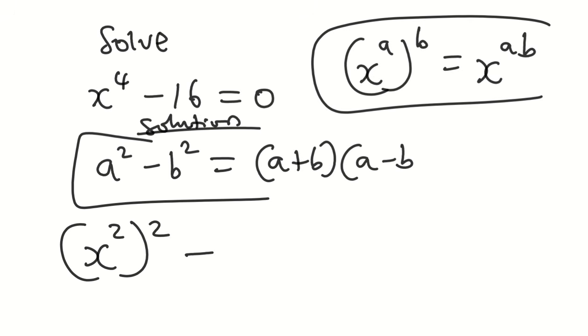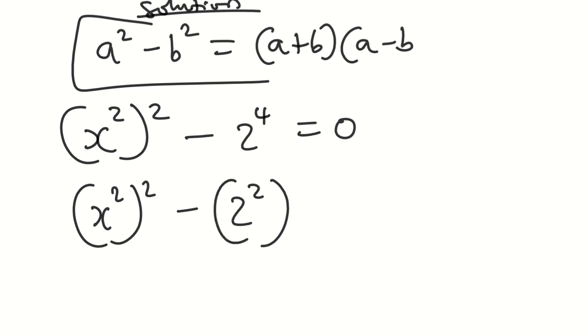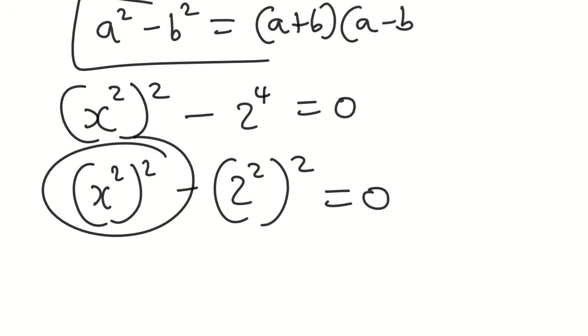Minus 16 will become, do you know that I can write 16 as 2 raised to the power of 4? Yes, 2 raised to the power of 4 is 16. But I still do not have power 2. So I'm going to rewrite this as well. Now watch this, x squared in bracket squared minus 2 raised to the power of 2 in bracket 2, just as I've explained before, because 2 times 2 is 4. So this is equal to 0.